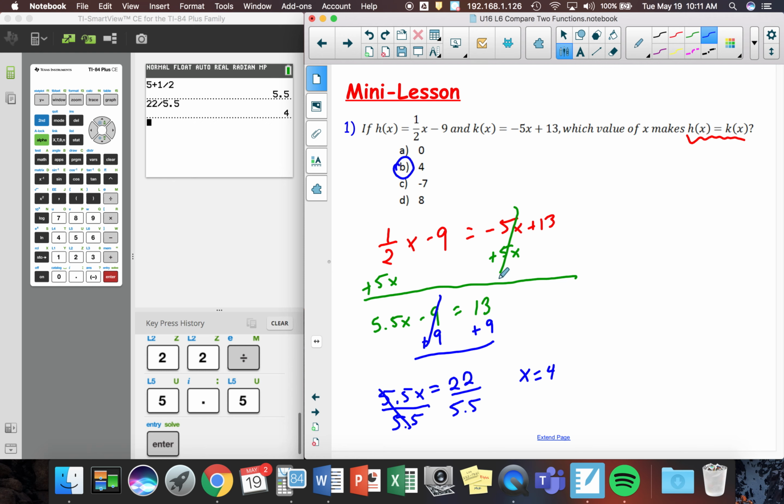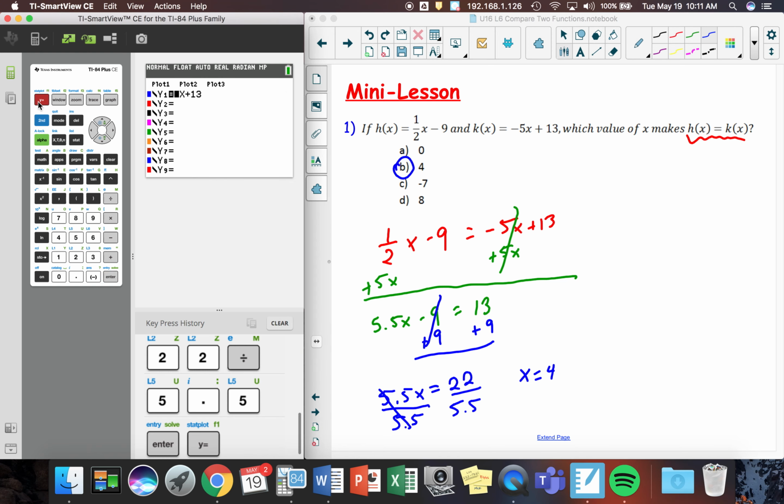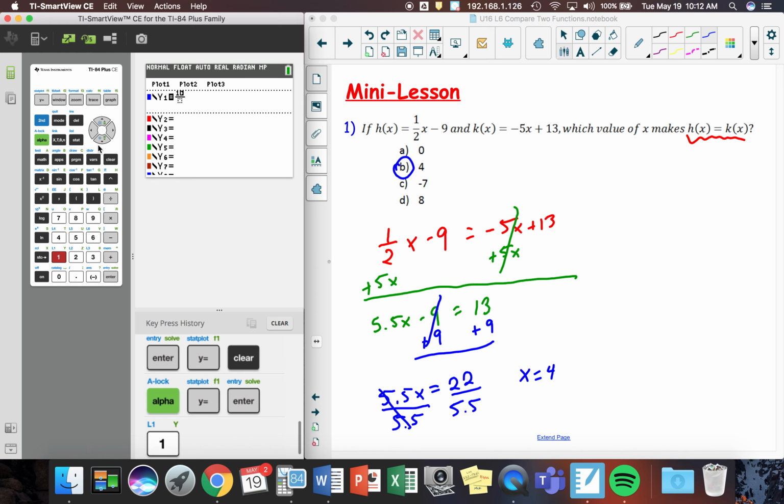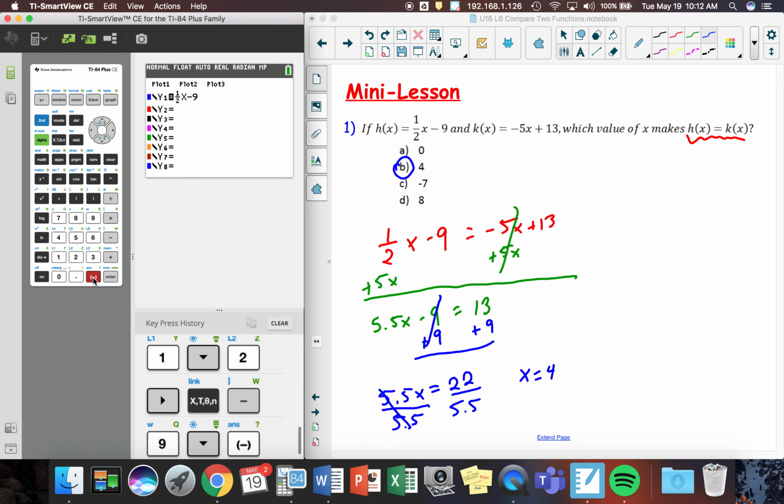Now, what we could have done, we could have taken each one of these answers and plugged them in for x and see when we get the exact same number. That does take some time, but it will always work. I'm going to also type into the calculator. So I'm going to type in 1/2 x, so alpha y equals 1 over 2 x minus 9. And the next one would be negative 5x plus 13.